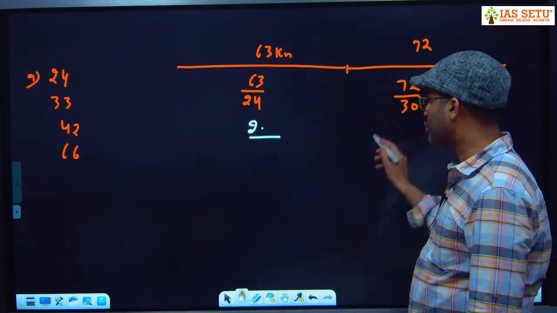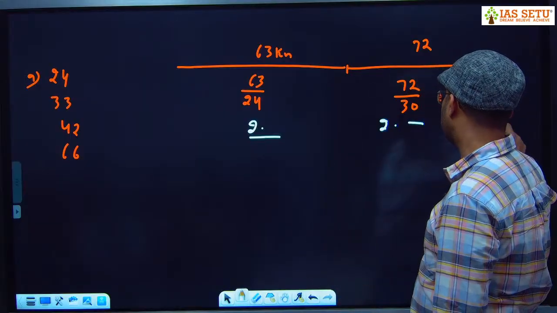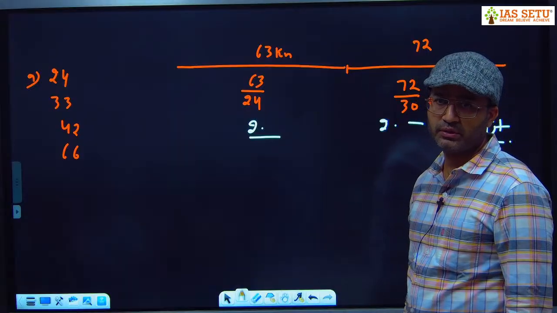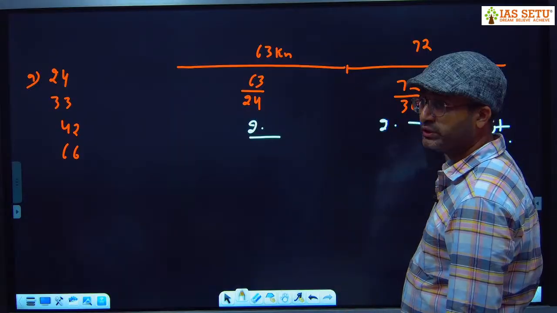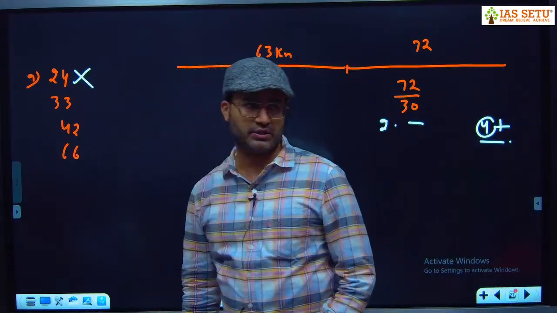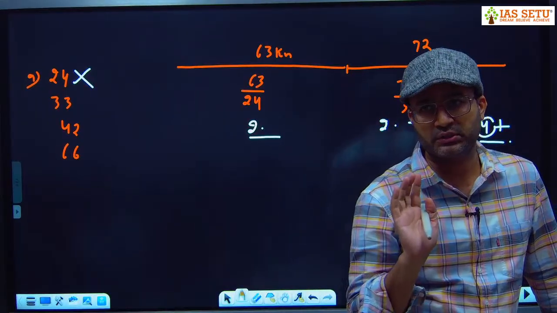72 upon 30 is 2 point something. Anything comes, it is coming more than 4 hours, but it is not possible. According to the question, total time has to be 3 hours. So 24 is a wrong answer. Total time should be 3 hours.